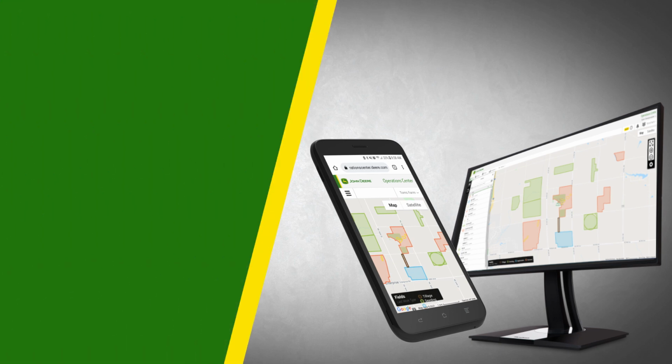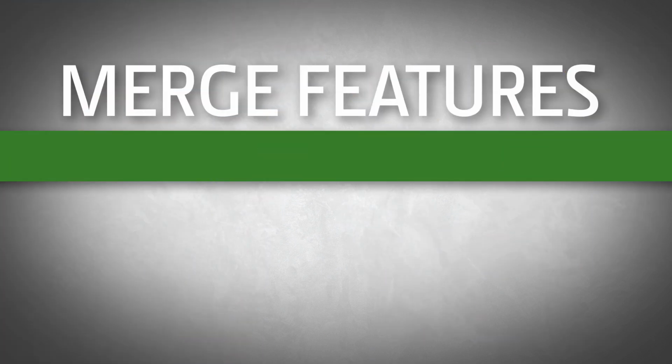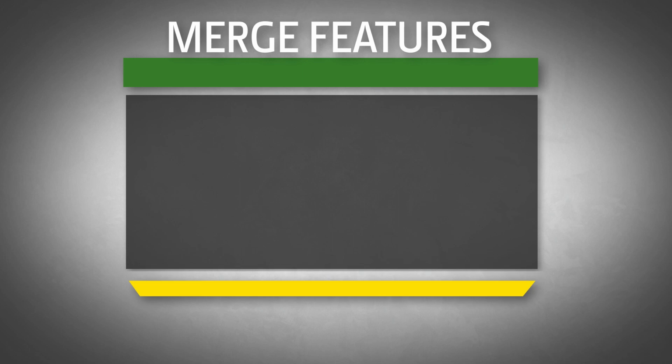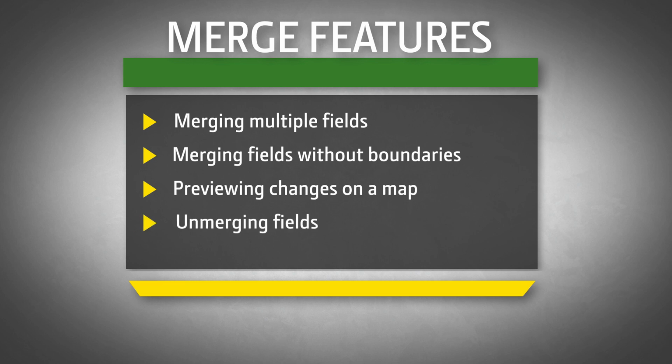We are going to detail how to use the merge feature to merge fields and field assets along with any agronomic data associated with the fields. We will also show you how to merge a boundary shape into another boundary. There are a handful of merge features that can be used, such as merging multiple fields at once, merging fields that do not have active boundaries, previewing your changes on a map before the merge is complete, and unmerging fields in the Field Detail panel.